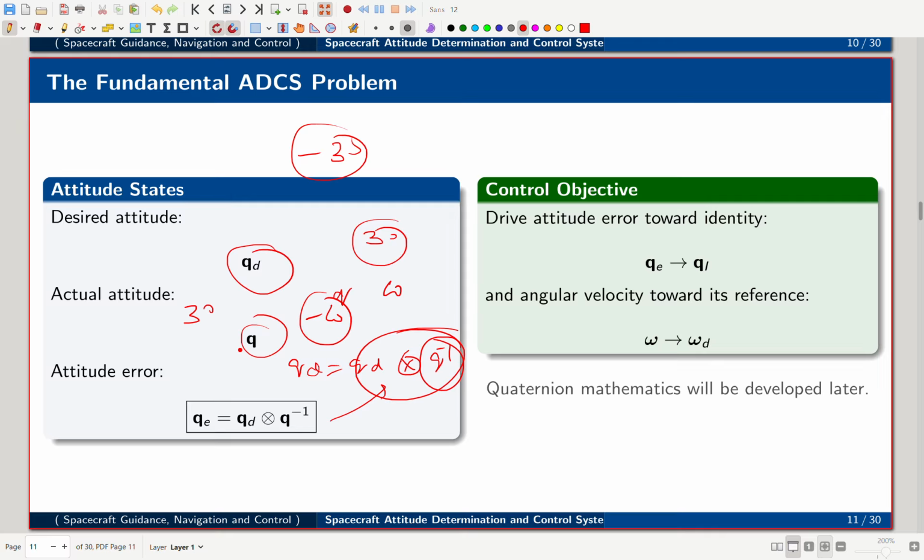So the control objective is to drive the attitude error toward identity, and angular velocity towards the reference. This is very important. Ideally it should go to the identity. And omega is to achieve our desired velocity. The quaternion mathematics we will develop later. This is not a problem.